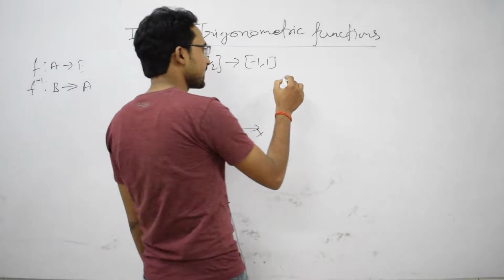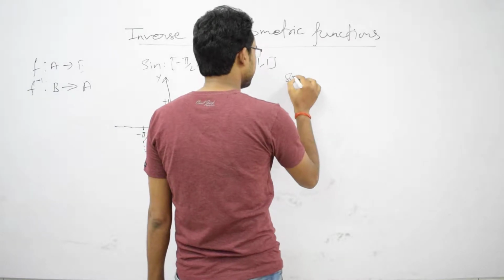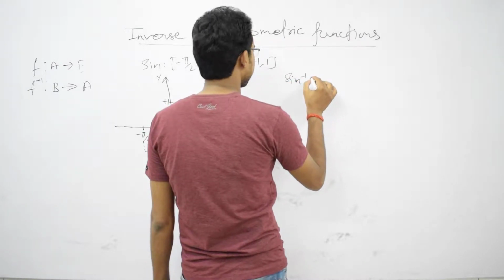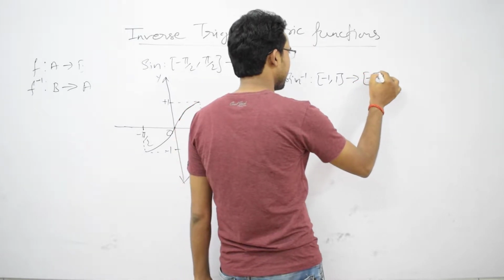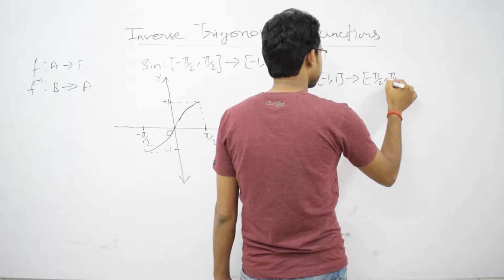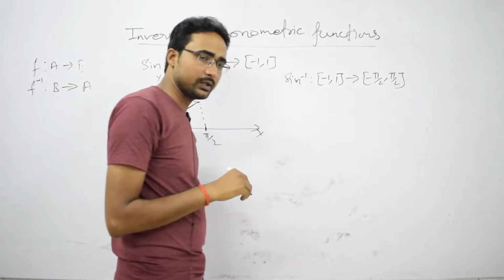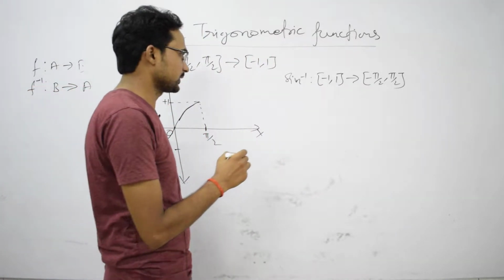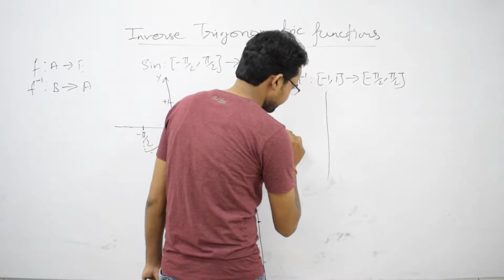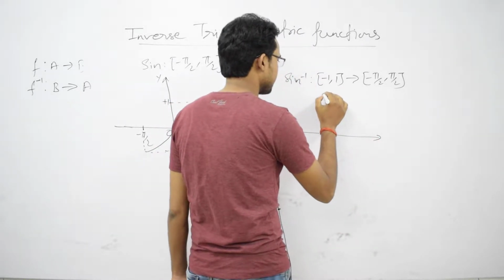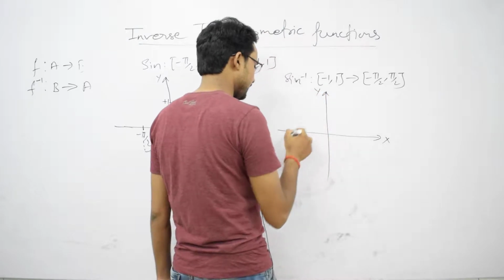Now, for the graph of sine inverse, sine inverse is defined from minus 1 to 1, to minus pi by 2 to plus pi by 2. Okay. So, let us see what the graph of sine inverse looks like. So, we can make the graph here like that. Okay, this is x, y.